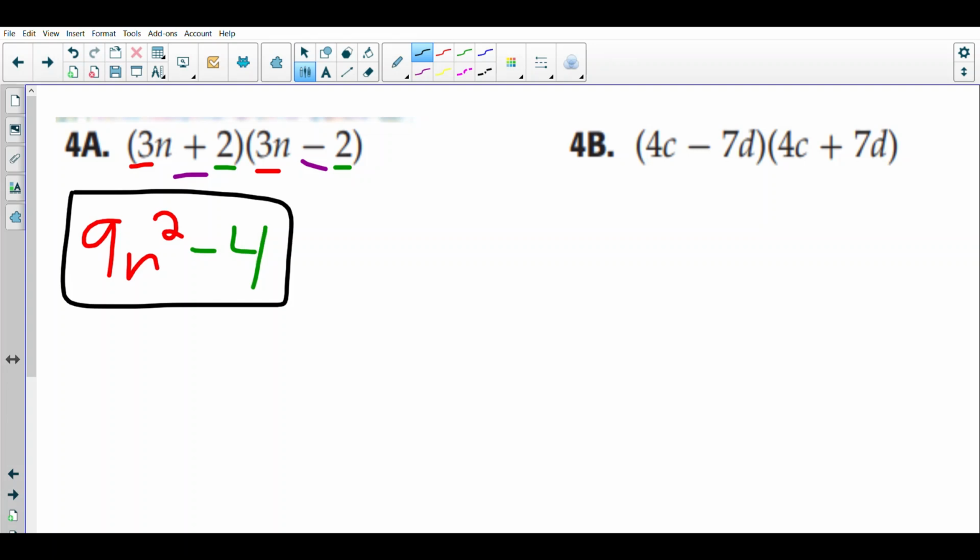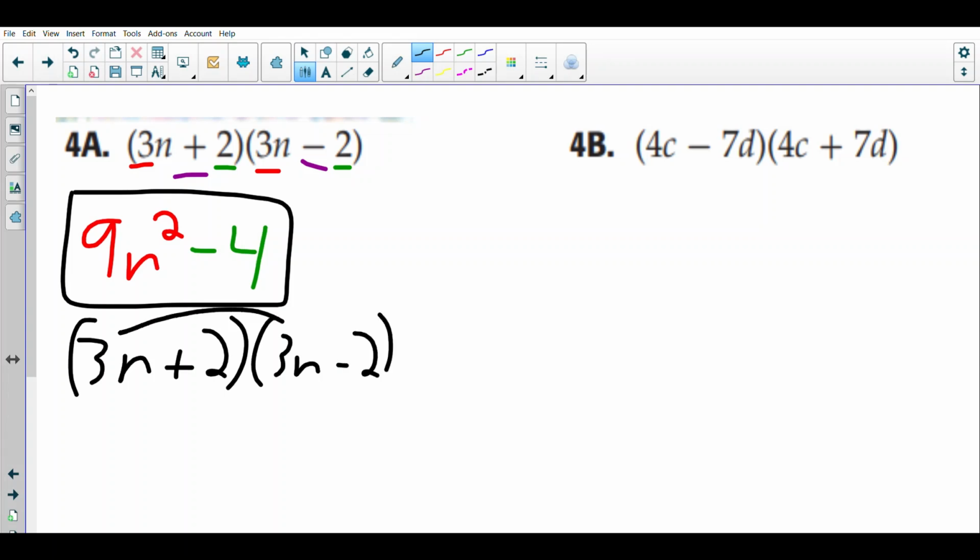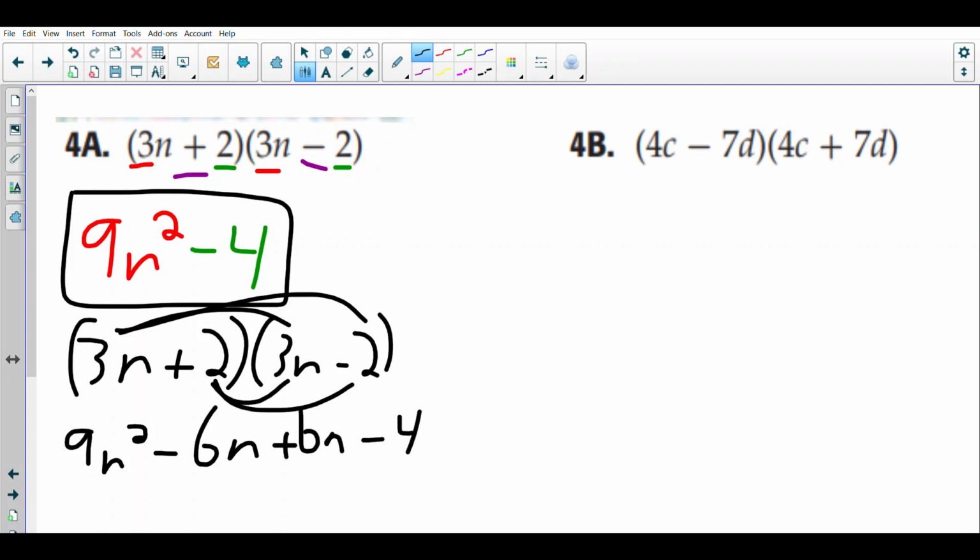So that's 3n plus 2 times 3n minus 2. I'm just going to FOIL. 3n times 3n, we get 9n squared. 3n times negative 2, so we have minus 6n. 2 times 3n, we get plus 6n. And then 2 times negative 2, we get minus 4. Minus 6n plus 6n, they cancel out, and we're left with 9n squared minus 4. And that's all there is to it. So again, if you're not sure, FOIL.